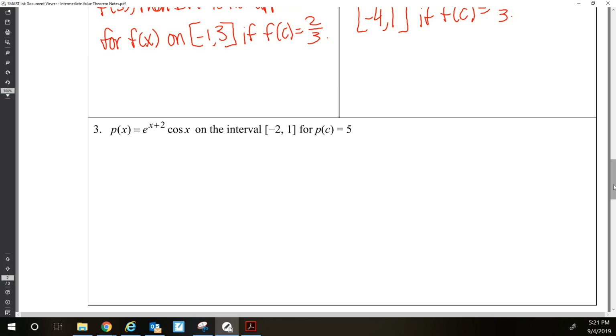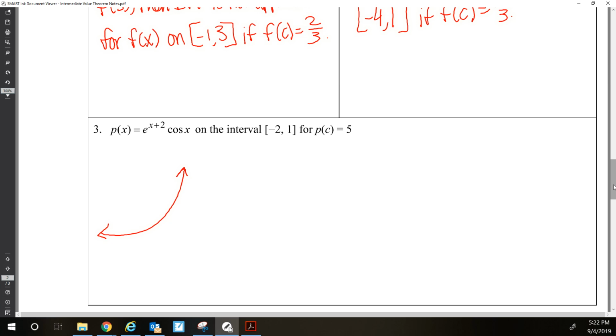Do you know what the graph of e to the x plus 2 times cosine x looks like? No. So what we have to do is break that up into the two different functions and ask ourselves, is e to the x plus 2 a continuous function? Let's see what it looks like. Remember, it looks something like that, right? I can plug in anything for x. There's no discontinuities for this one.